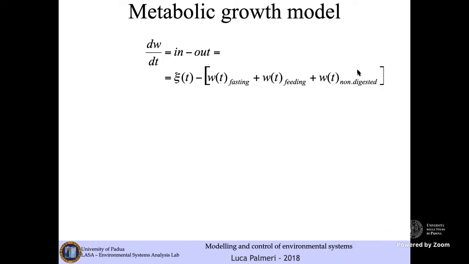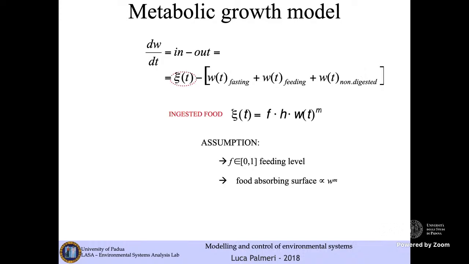Or losses due to non-metabolizable material. If we write this equation in these terms, we may write the ingested food as a function of the weight of the fish itself. So we are introducing a dependency on the weight of the fish. You see that this differential equation is becoming more and more displaced from first order, and we are losing linearity because we are including a dependency of ingested food on a power of the weight of the animal itself. So this is a nonlinearity.